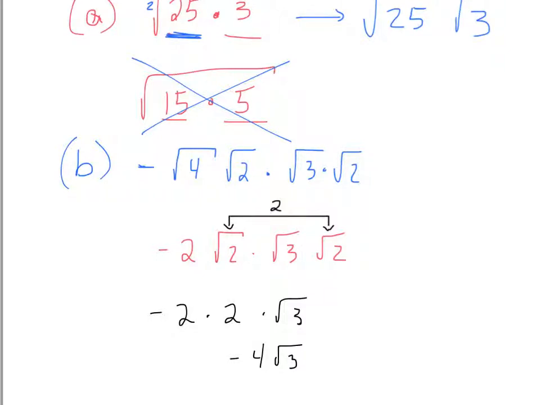Now, that's one way of approaching this problem. What's another way of approaching this problem that might have been not easier, but just different? This is definitely right. Because remember, root 2 times root 2 is really just 2. That's something you should definitely remember. Like root 5 times root 5 is just 5, because it's really root 5 squared, and the square and the radical cancel.